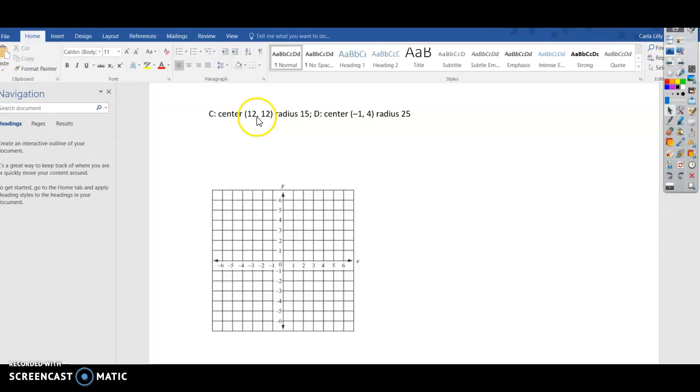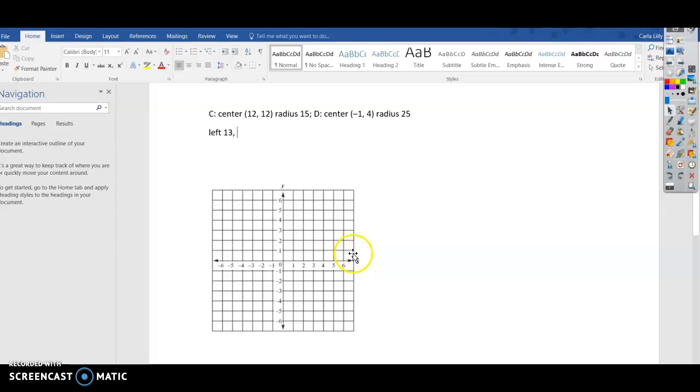Well, how could I take the first circle and kind of put it on top of the second circle and then expand it? So the first thing we'd want to do is move the center to be the center of this circle. So how can I move (12, 12) to (-1, 4)? So if we think about the x-axis, okay, so 12 would be out here somewhere, and we're going to go from 12 to negative 1. So in doing that, we're going to move left 13 units.